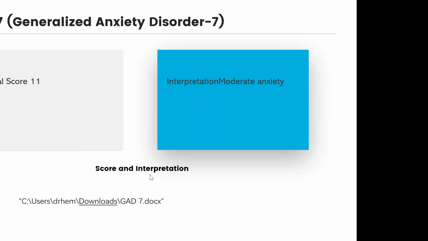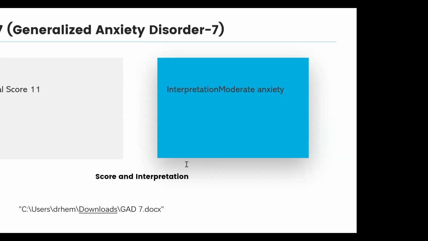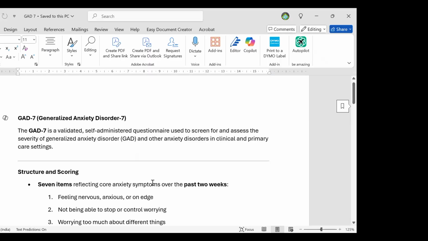So I have this here. Can you see this? Can you see the score here? Or shall I change the settings? Dr. Hemant, the score 11 is there, but no, it's a Word document. Can you see it? No. You'll have to change the settings. Okay, just a minute. Okay, can you see it? Yes.